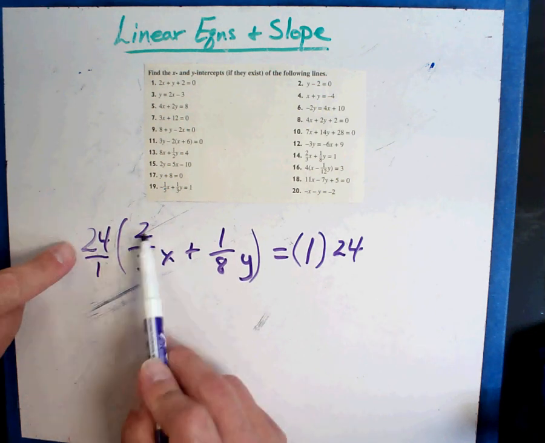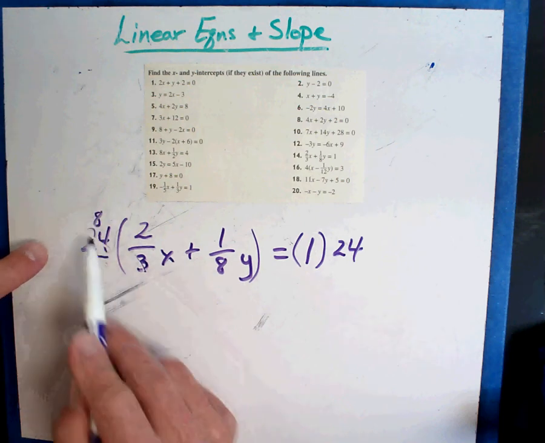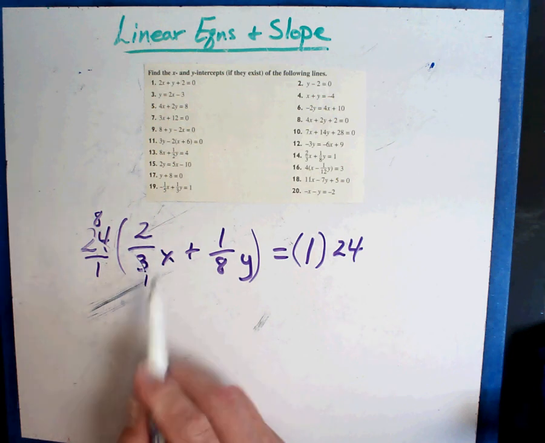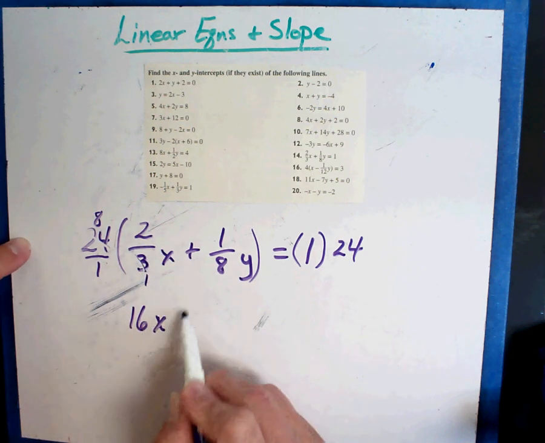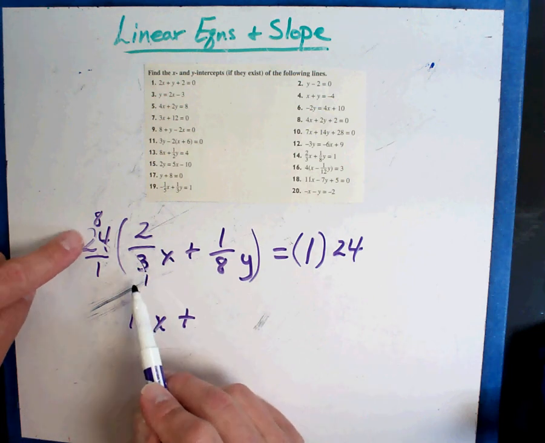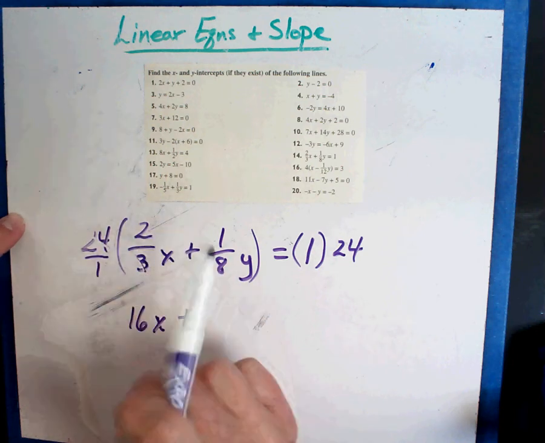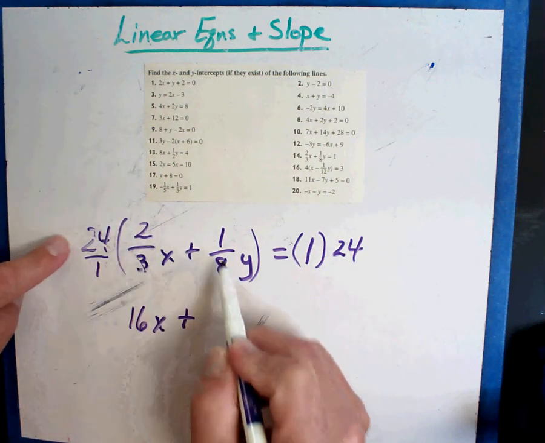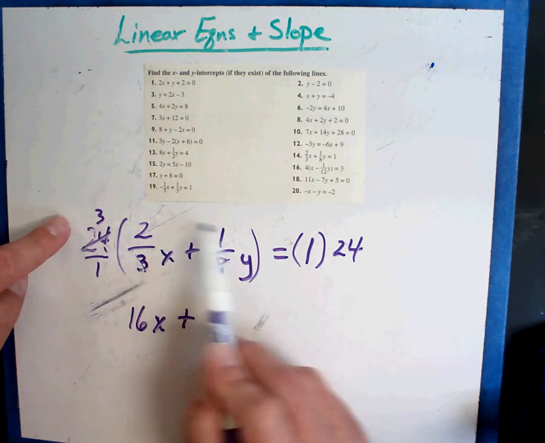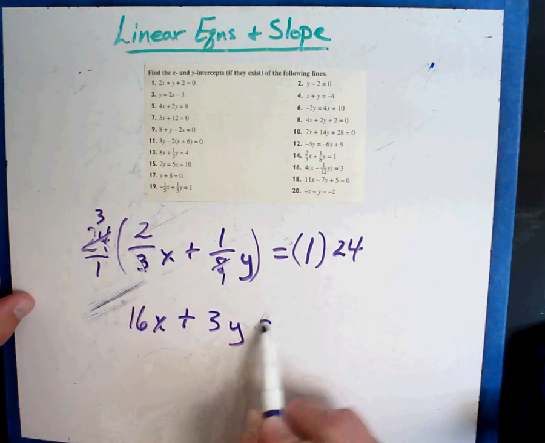So when I compare these two fractions, I see that 3 goes into 24 8 times. So multiply across the top. 8 times 2 is 16. 1 times 1 is 1. So that becomes 16x. My fraction just disappeared. One more time. 3 goes into 24 8 times, so I just reduced. 8 goes into 24. Oh, that one also reduces. 8 goes into 24 3 times. So multiply across, 3 times 1 is 3, and 1 and 1 is 1, so that becomes 3y equals 24.